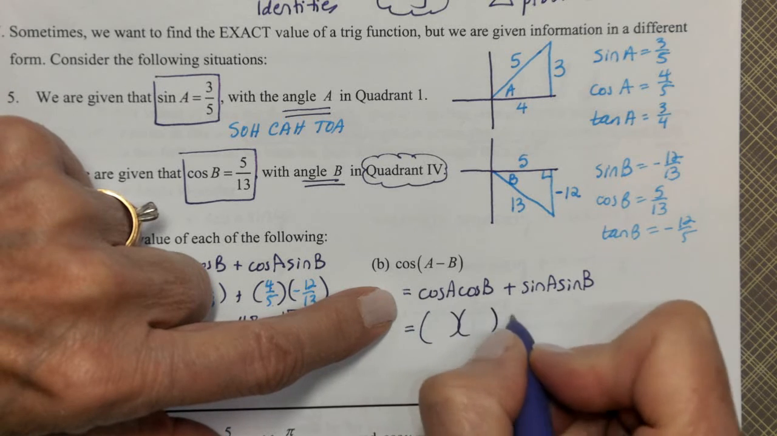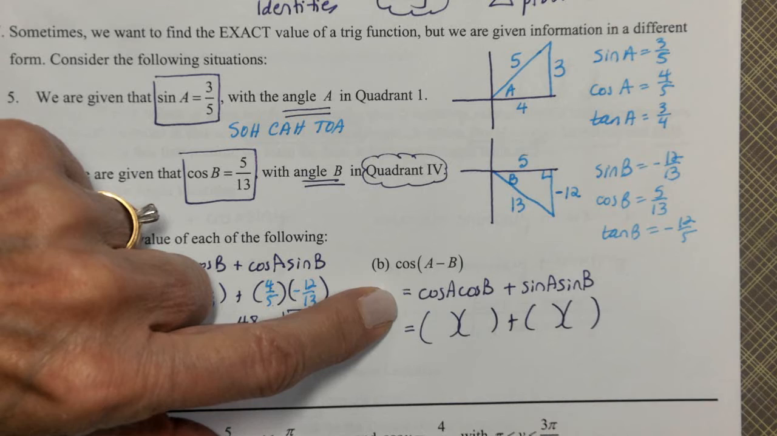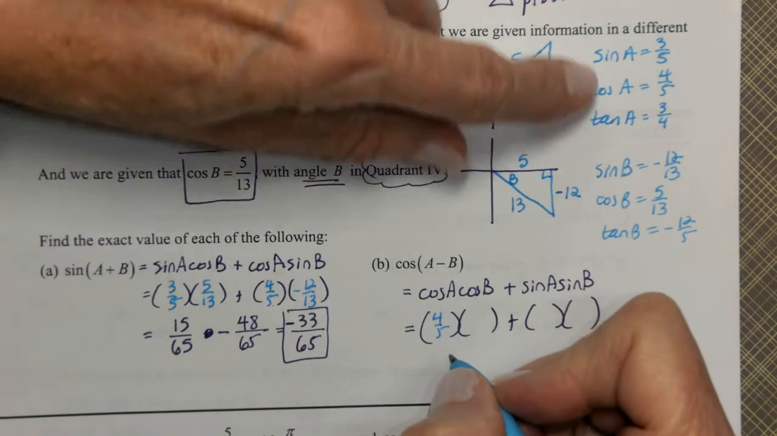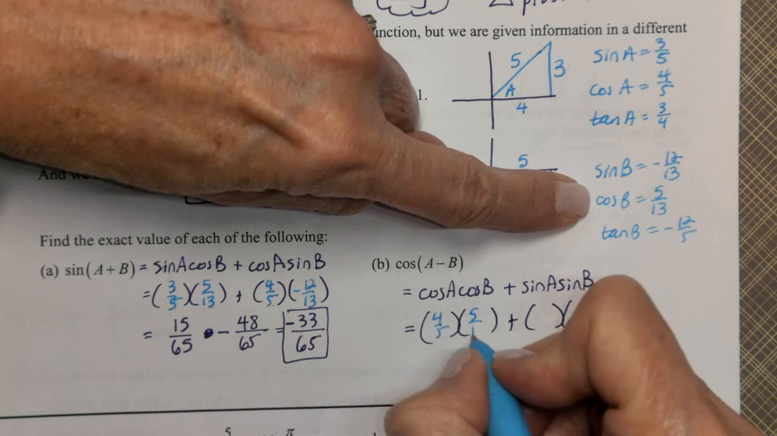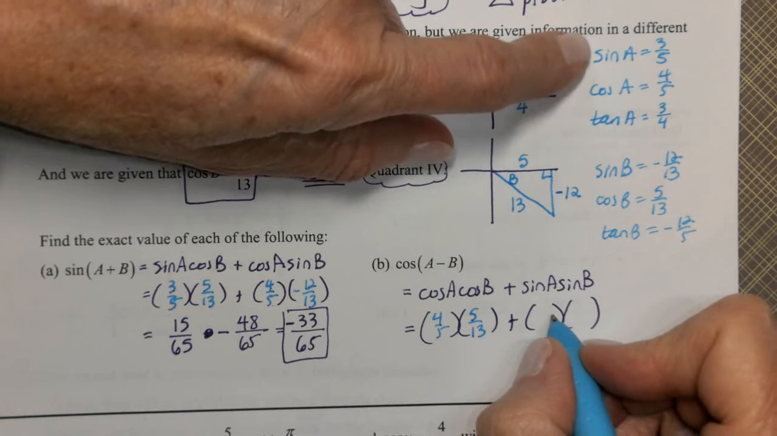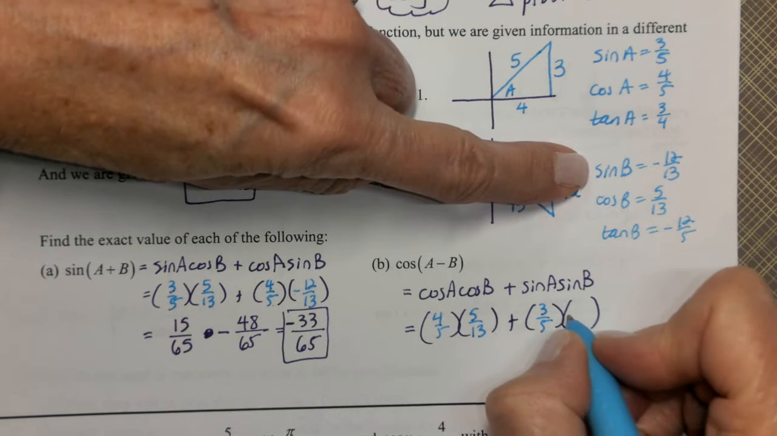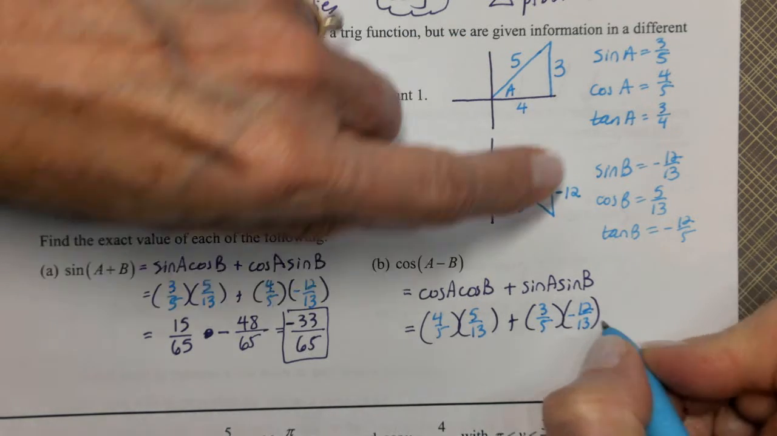Let me put my parentheses. Cosine of A is 4/5. Cosine of B is 5/13. Sine of A is 3/5. Sine of B is negative 12/13.